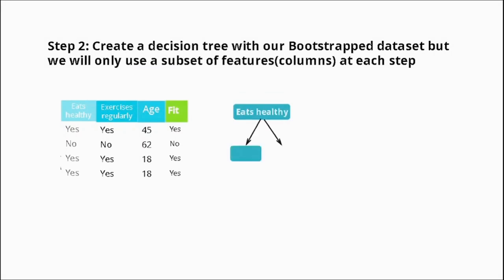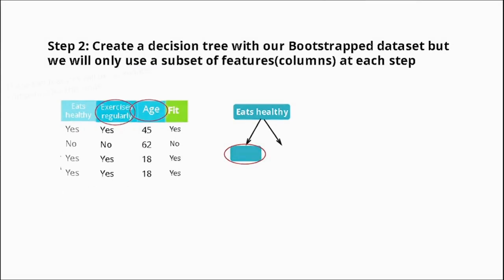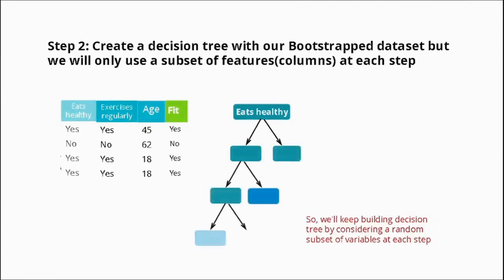Then for this node, we'll again select a subset of features. Again we decide among 2 randomly selected features, excluding eats healthy. So exercise regularly and age are candidates competing for this node. So we keep building the decision tree by considering a random subset of variables at each step. Then we get one decision tree like this.